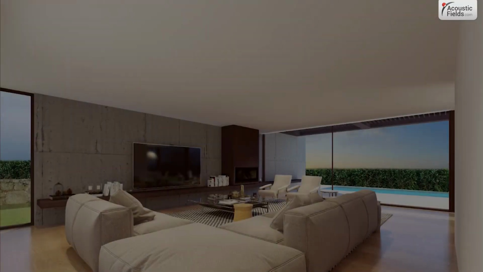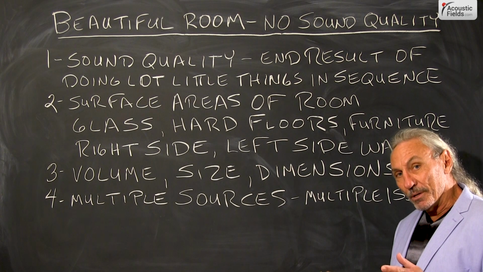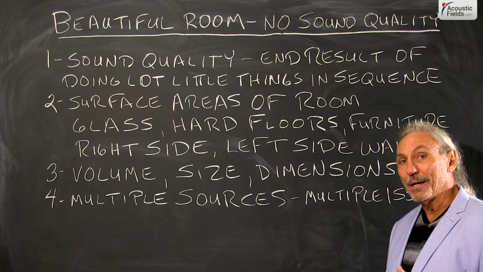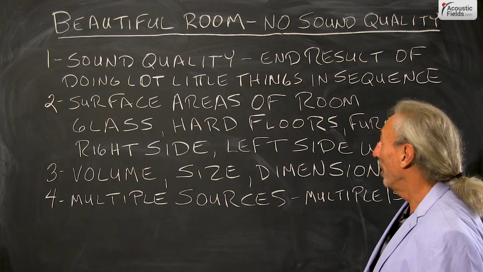So let's look at this room, and you can see that it's a nice room, very modern. Lots of glass, lots of hard surfaces, lots of uneven surfaces, good dimensions, but not so much in terms of acoustical issues. So we have to be careful when we're selecting a room for music that we subscribe and abide by certain criteria, okay? Sound quality.